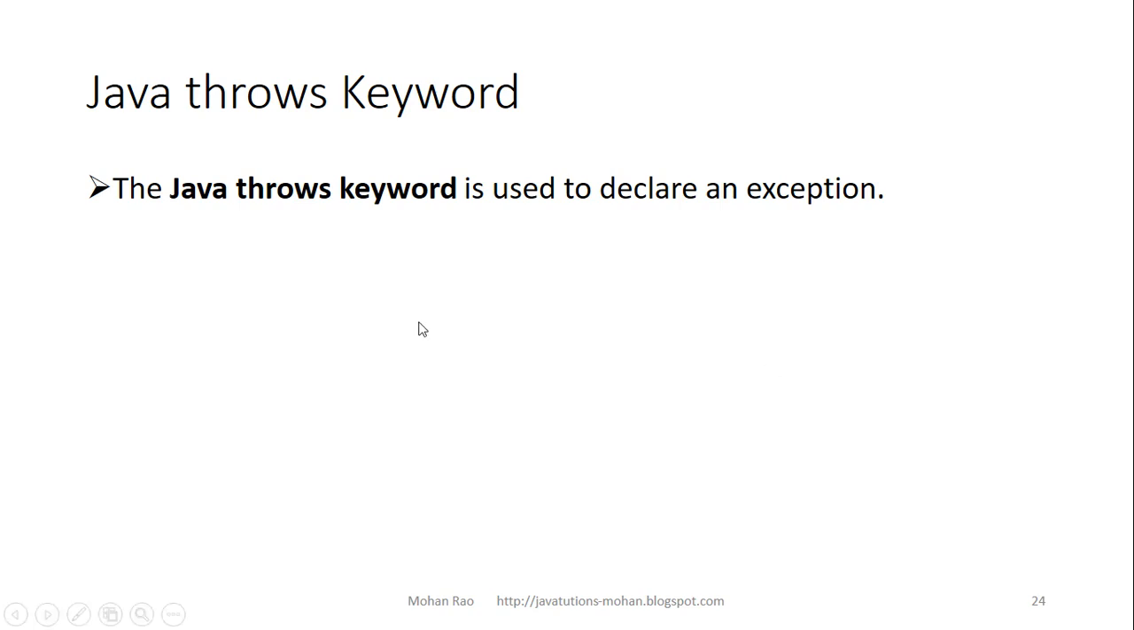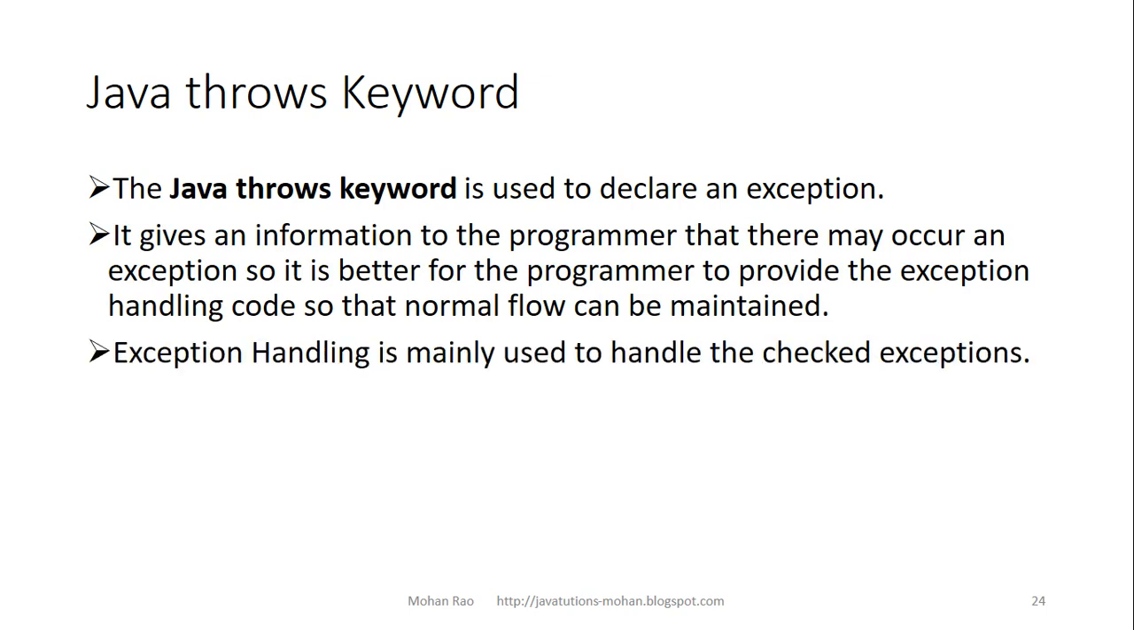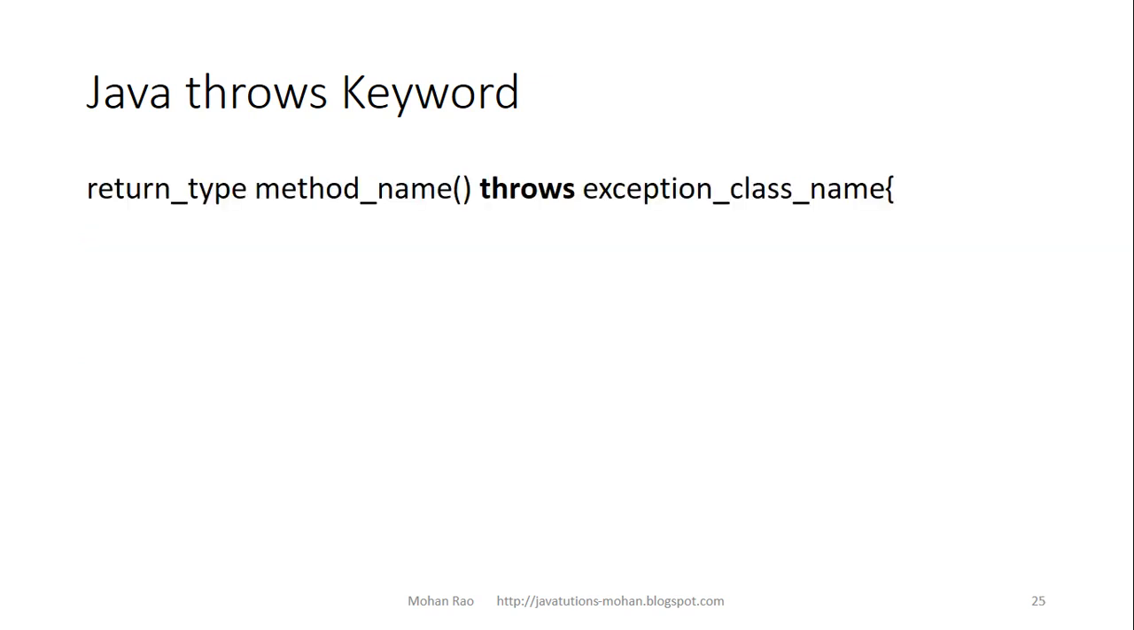Let us see the Java throws keyword. The Java throws keyword is used to declare an exception. It gives information to the programmer that there may occur an exception, so it is better for the programmer to provide the exception handling code so that normal flow can be maintained. Exception handling is mainly used to handle the checked exceptions. If there occurs any unchecked exception, such as null pointer exception, arithmetic exception, etc., it is the programmer's fault that he is not performing checkup before coding is used.